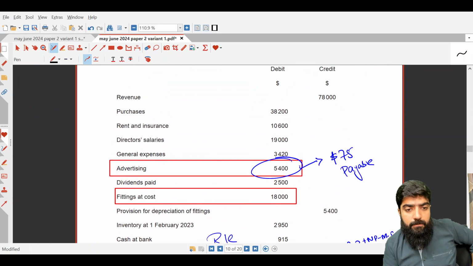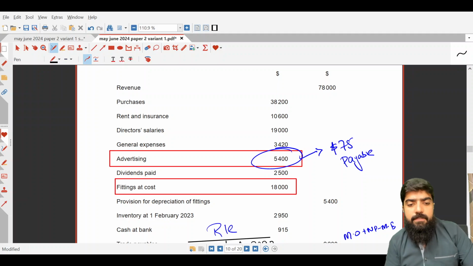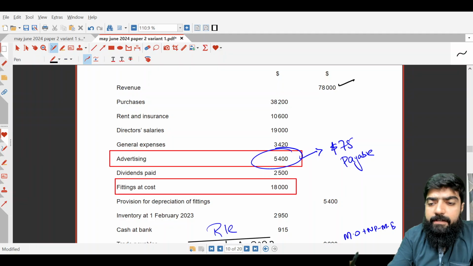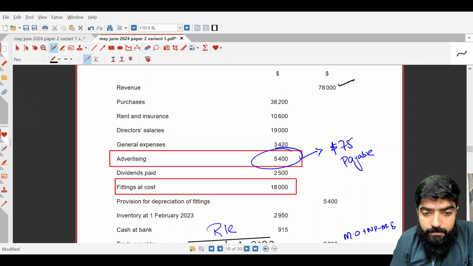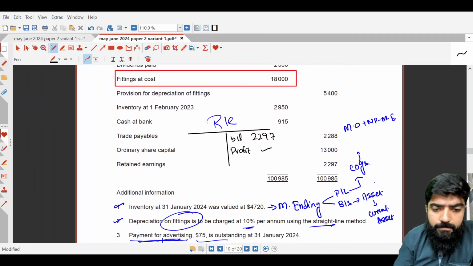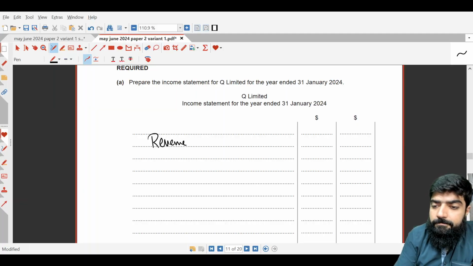So, in order to calculate the profit, we've got everything. Everything is there. We can calculate. Can you please write it down? Have you taken the screenshot? Yes. So, revenue, how much revenue do we have? Sir, revenue is 78,000.